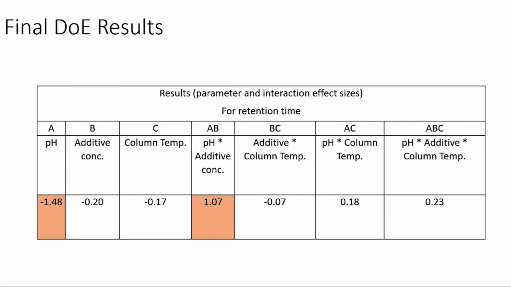And with this now, we see that in fact not only the pH value seems to have quite a significant influence, also the interaction between pH value and additive concentration seems to have quite a significant effect on our response. And this is something that we can only see with the application of design of experiment, and would not be possible if we would just have used the one factor at a time approach. That's one of the real benefits of design of experiment.